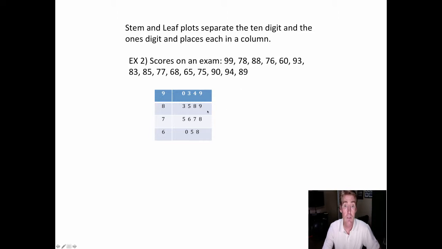The good thing about the stem and leaf plot is that if you had the stem and leaf plot, you could put together the numbers and relist them like this. 60, 65, they would even be in order too. So there is stem and leaf plots.